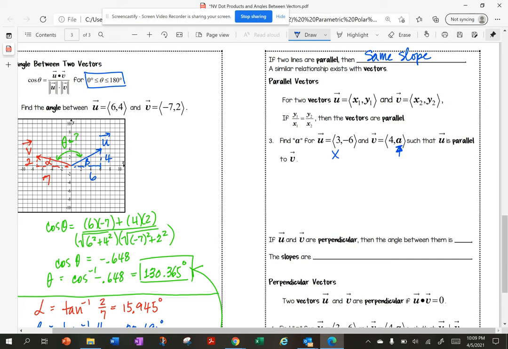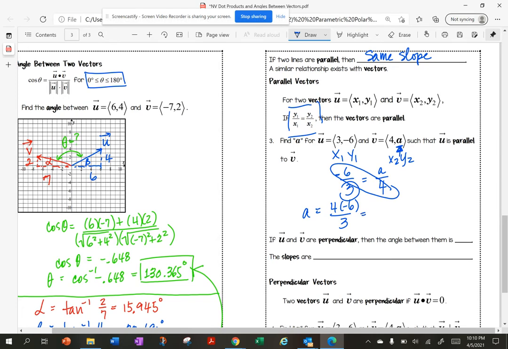So here this is going to be x1, y1, x2, and y2. I'm just substituting into this equation. So y1 is negative 6, and x1 is 3, y2 is a, x2 is 4. So to solve for a, it is going to be 4 times negative 6, and I'm going to divide by 3. So 4 times negative 6 is negative 24, divided by 3 is negative 8.